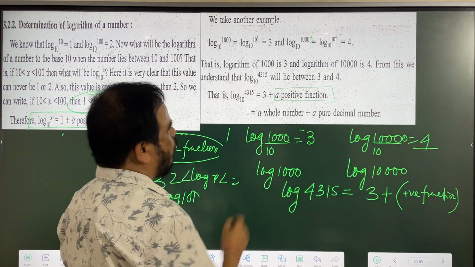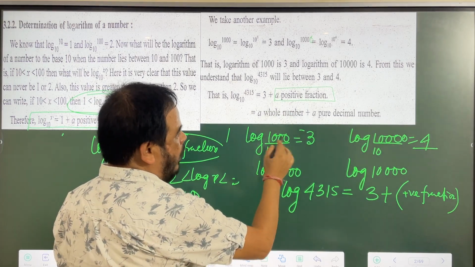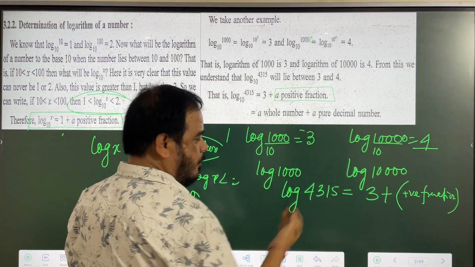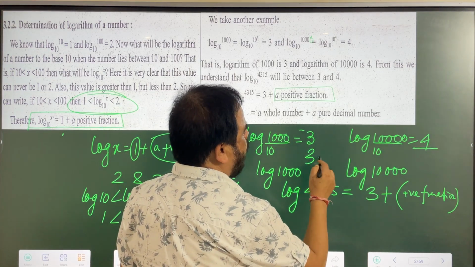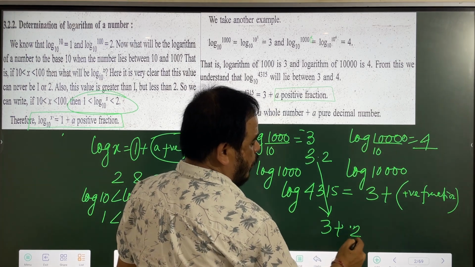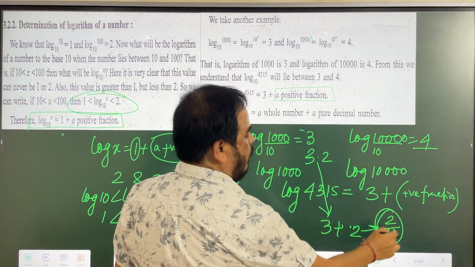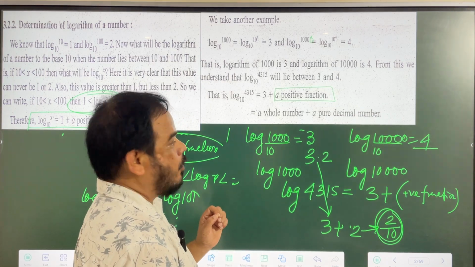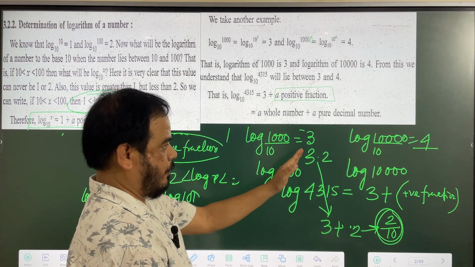Why 3 plus? Because it is greater than 3. Log 1000 is 3, and log 2000 will be 3 plus something. Suppose log 2000 is 3.2. How can we write this? 3 plus 0.2, and 0.2 we can write as 2 by 10. That's a fraction, no? A positive fraction. So 3 will surely be there, because whatever value we get will be greater than 3.